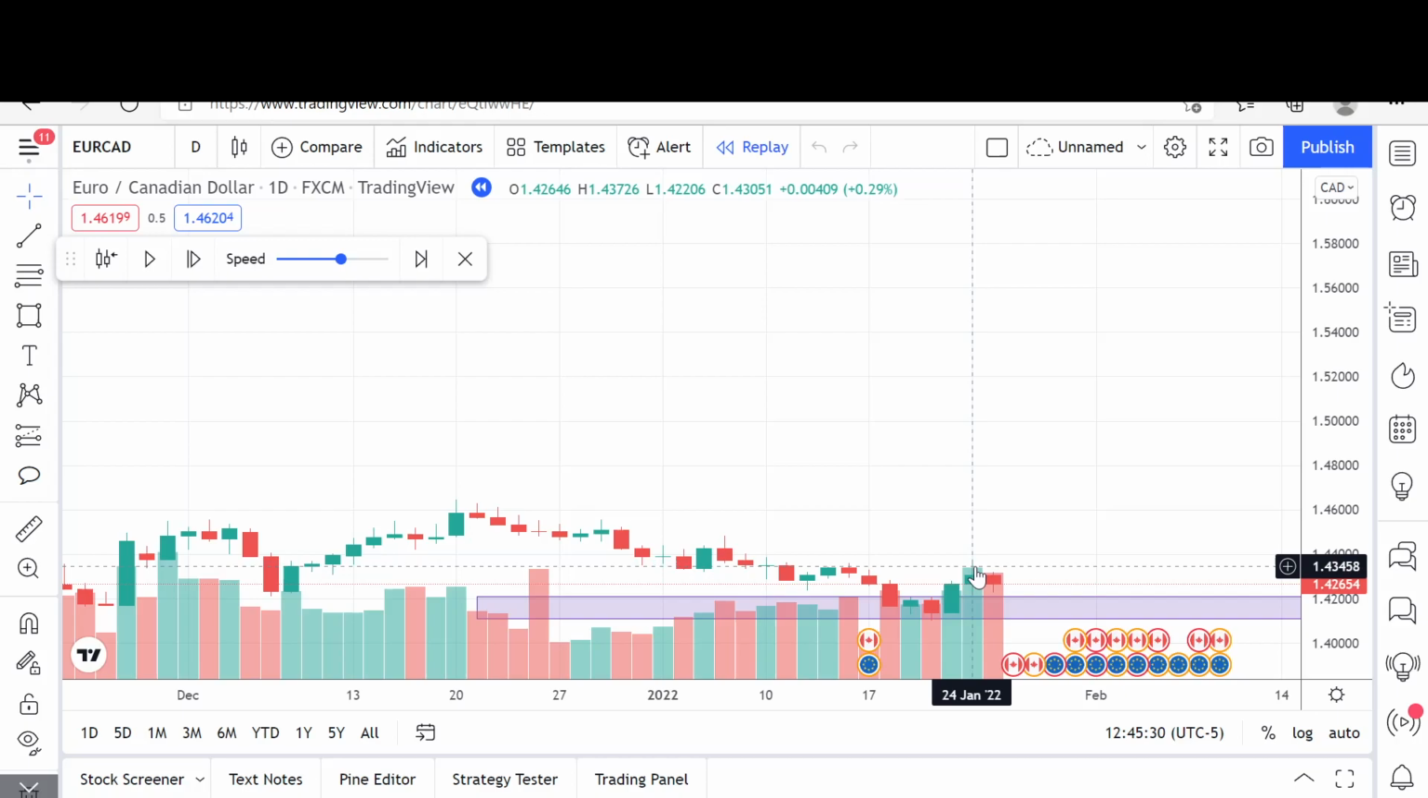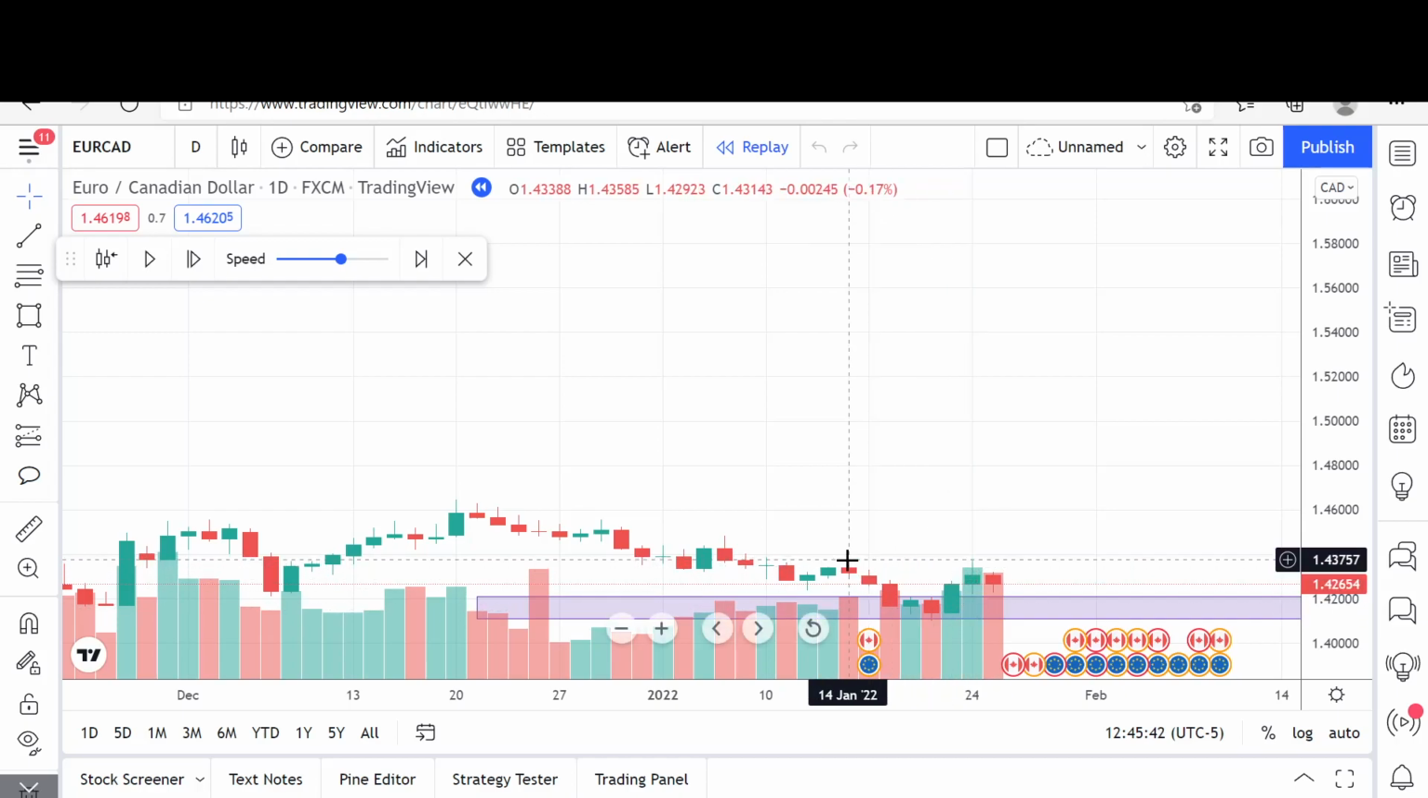What is the break in structure? The break of a previous high. See the swing high right here? What is a swing high? The highest high in the middle, with two lower highs on the left and the right. That is a swing high. It broke that swing high. That is a break in structure.